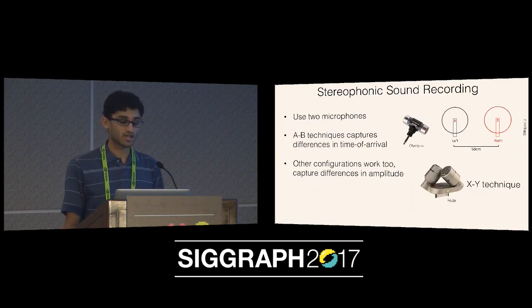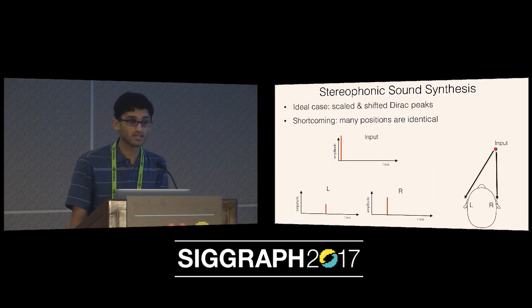So what do we need to do then? Well, one way to do it is to use two microphones and directly record a two-channel audio source so that you have all the time differences and slight amplitude differences that come with two different locations of sound recording. There are ways to do it with either left and right configurations or an XY technique that mostly records amplitude differences.